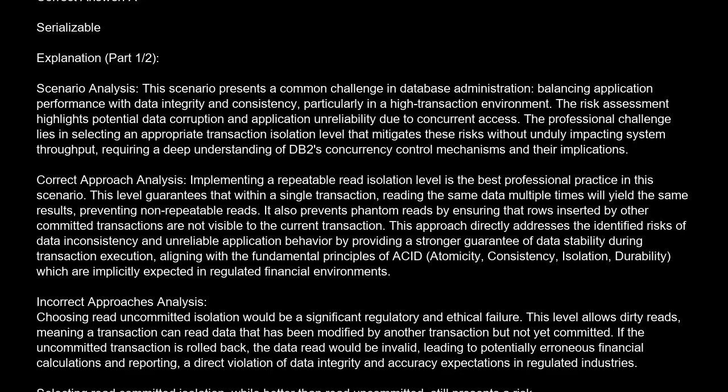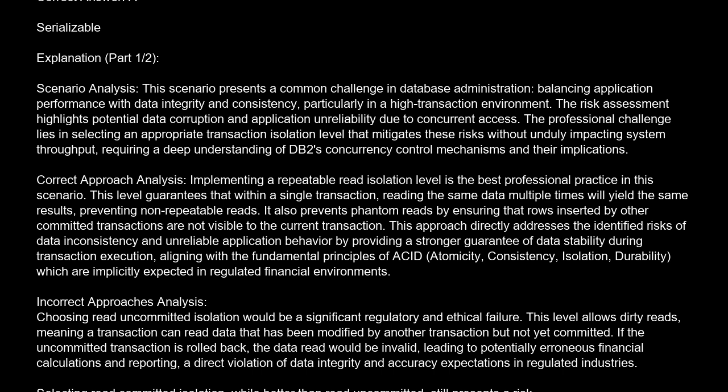The correct answer is A, serializable. Explanation: scenario analysis. This scenario presents a common challenge in database administration, balancing application performance with data integrity and consistency, particularly in a high-transaction environment. The risk assessment highlights potential data corruption and application unreliability due to concurrent access. The professional challenge lies in selecting an appropriate transaction isolation level that mitigates these risks without unduly impacting system throughput, requiring a deep understanding of DB2 concurrency control mechanisms and their implications.